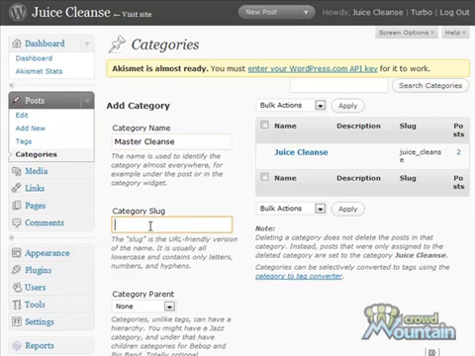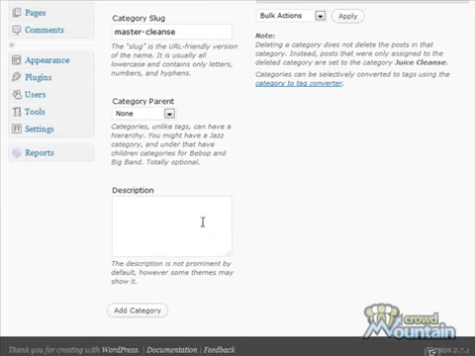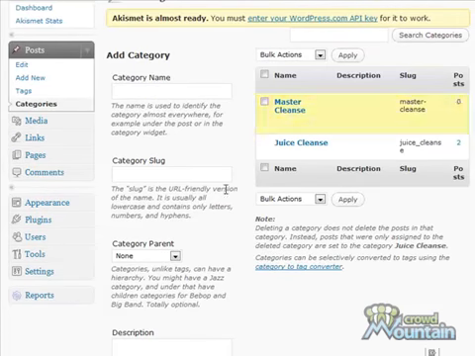And then when I tab down to category slug, I'm going to put in the exact same thing, but I need to put it in lowercase and I need a dash between the words because this is what it's going to be in the URL. So it'll say yoursite.com/category/master-cleanse or whatever keyword phrase you're using. And then you'll add that category, and you'll see it appear over here on the right.